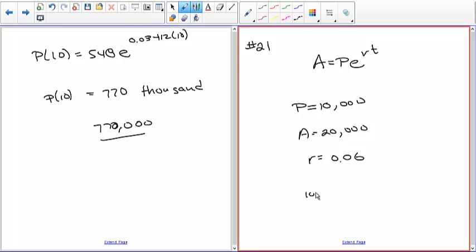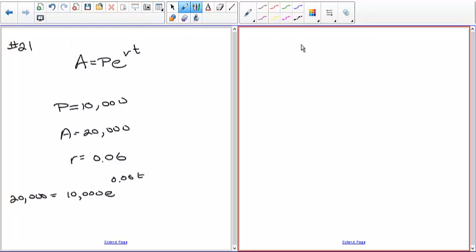So you get 20,000 is equal to 10,000 e to the 0.06t. We just have to solve for t like we did in the previous problem. So if you divide both sides by 10,000, you'll get 2 is equal to e to the 0.06t.